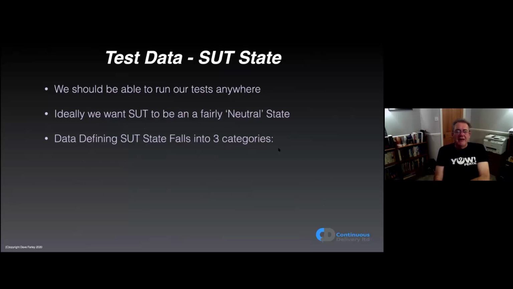There's another aspect to data beyond just migration and thinking about data in the context of continuous delivery, and that's really about managing data in tests. We'd like to be able to run our tests anywhere, and the best way to achieve that is to ensure that our system is in a fairly neutral state. By that I mean largely empty of data. We'd like to be able to deploy it with nothing there and then generate the data during the course of the testing.